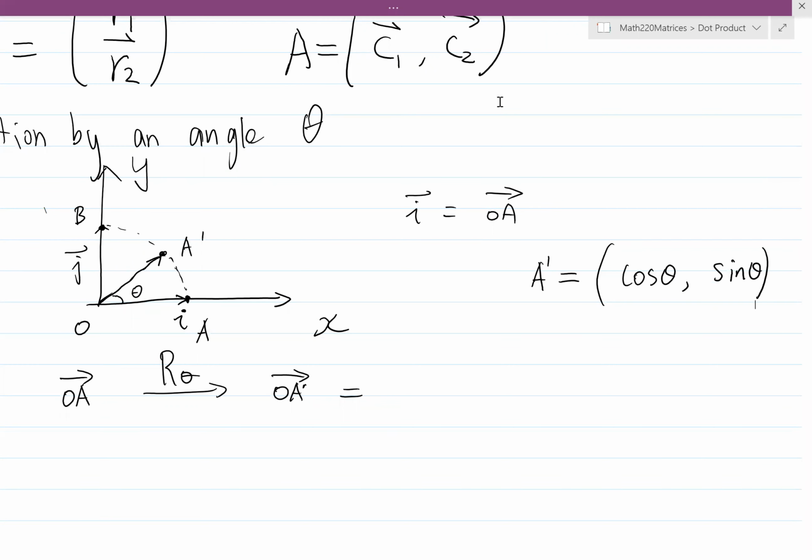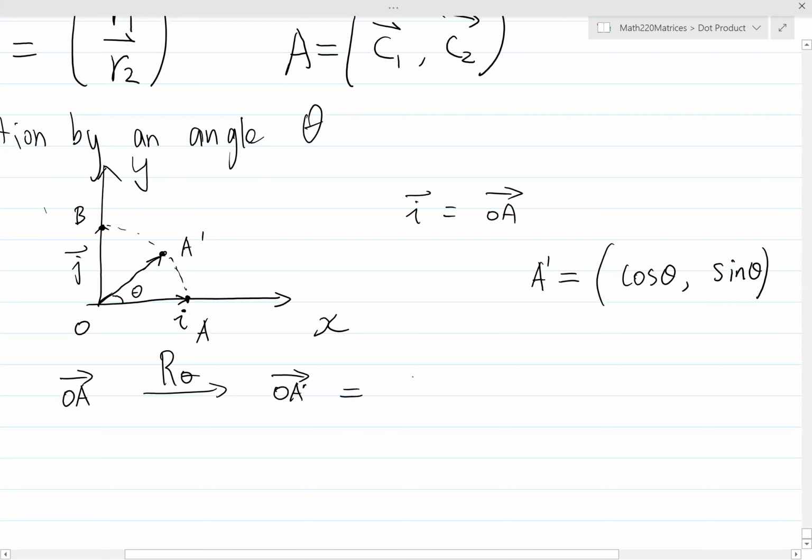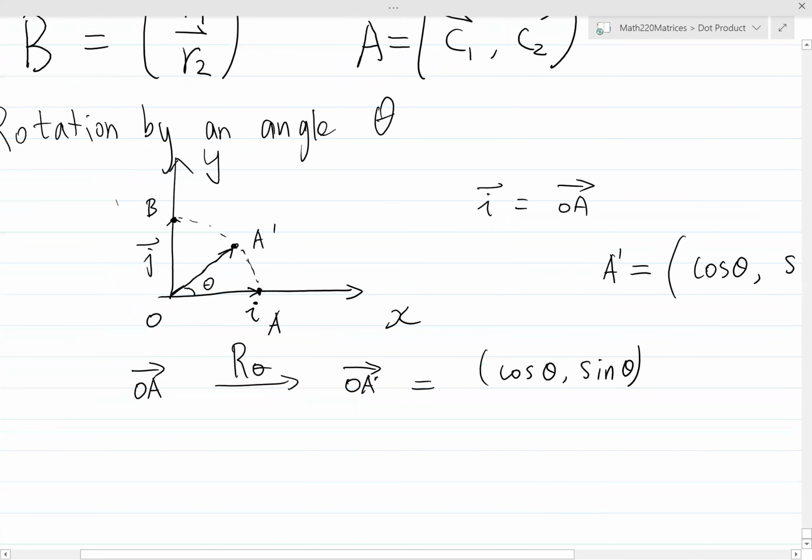Solving the triangle, we get OA prime, this vector, cosine theta, sine theta. Okay, cosine theta, sine theta. Now this is the image of I. Okay, this is the image of I.